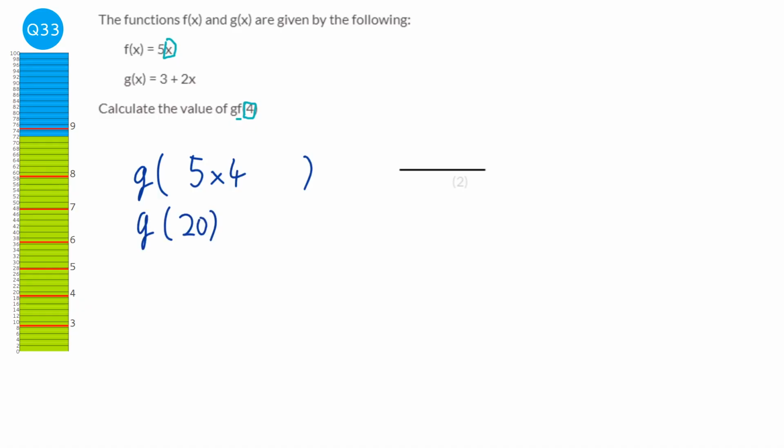Now that's the f of x sorted, and we're now going to look at the g of x. The g of x says that it's going to be 3 plus 2 lots of whatever's fed in, and we're going to feed in that 20. So it's going to be 3 plus 2 times the number we're feeding in, which is 20. And 2 times 20 is 40, and then 3 plus 40 will be 43. So our answer will be 43.